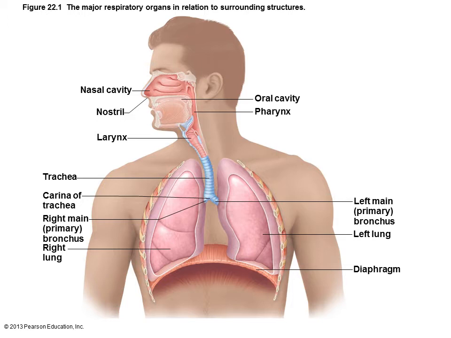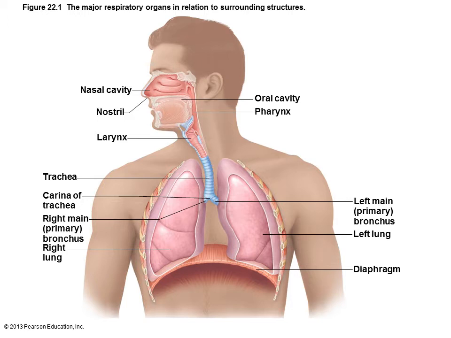There are four processes. Pulmonary ventilation, which is basically breathing, is the movement of air into and out of the lungs. External respiration involves oxygen and CO2 exchange between the lungs and blood. The circulatory system involves transport of oxygen and CO2 in blood. And internal respiration involves oxygen and CO2 exchange between systemic blood vessels and tissues.